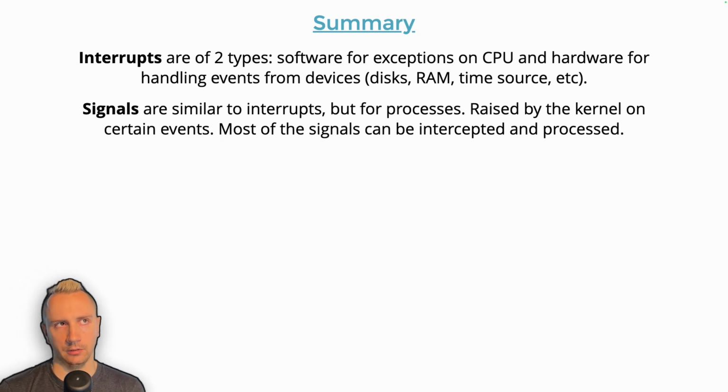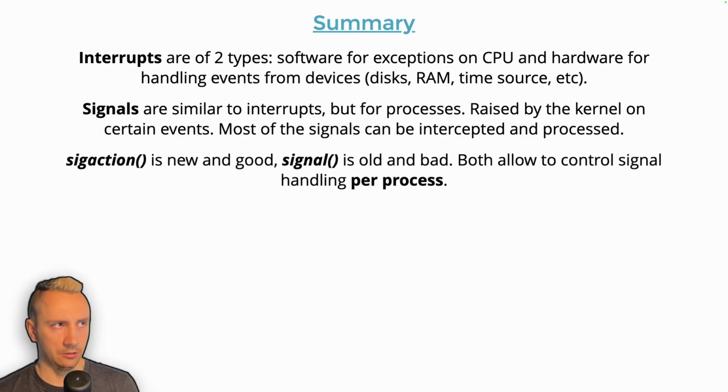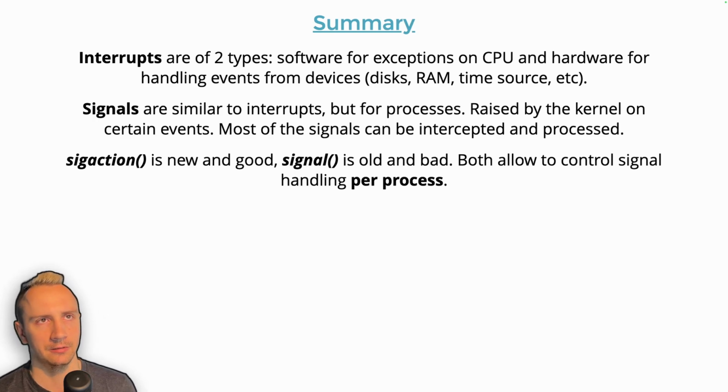Most of the signals you can intercept and process, besides two signals, SIGKILL and SIGSTOP. They are not interruptible or blockable or anything. sigaction is new and good. The signal function is old and bad. You should not be using it. It's broken. If you are using it, stop doing so. Either use sigaction or use some sort of wrapper on top of those functions, like from Boost in C++. It has a pretty decent signal handling API.